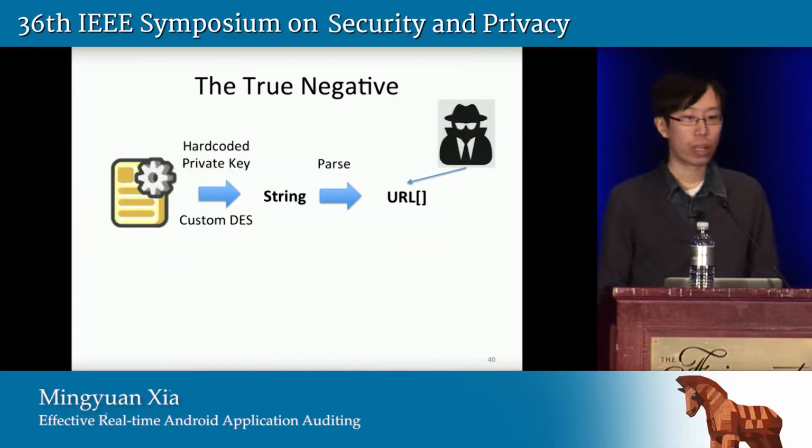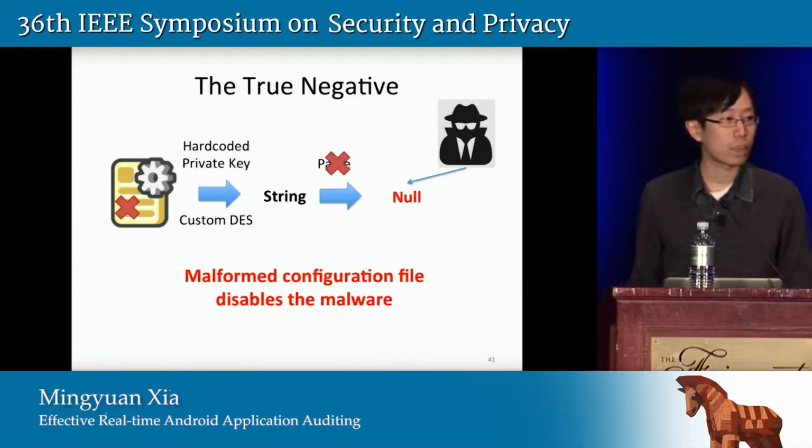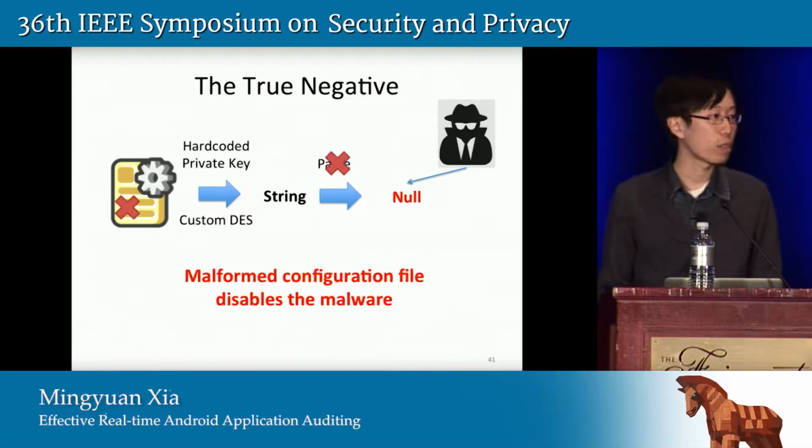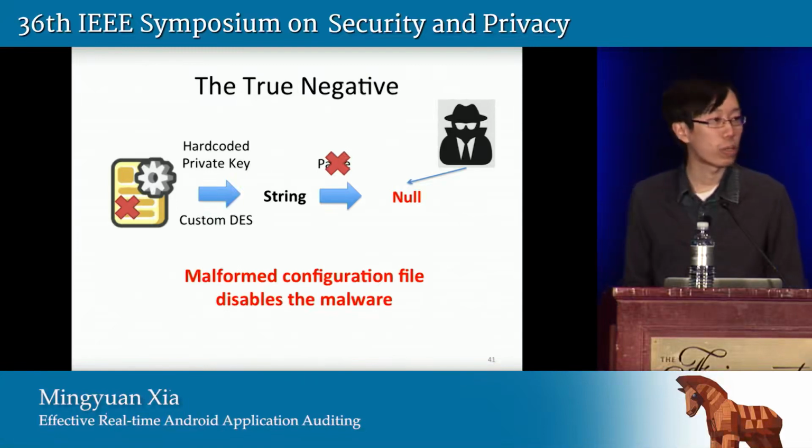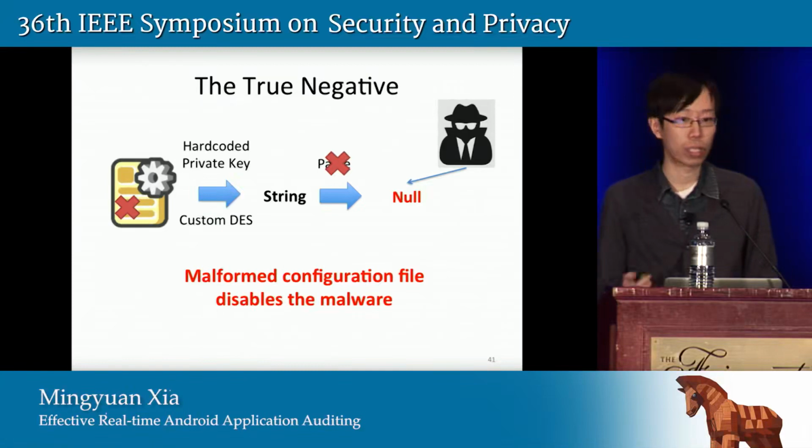This malware has a configuration file which is encrypted by a custom DES with a hard-coded private key. It returns a string, then it parses it and obtains a list of URLs that it will send your sensitive data to. However, this specific case has a malformed configuration file. After parsing it, it gets no URLs. So no leaks will happen in reality. Only by doing approximate execution, we run it, decode this configuration file, and perform all the parsing. We know that there won't be leaks at all.